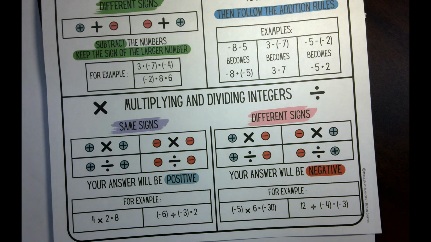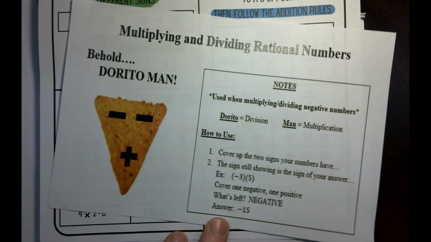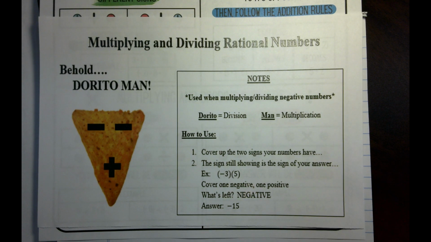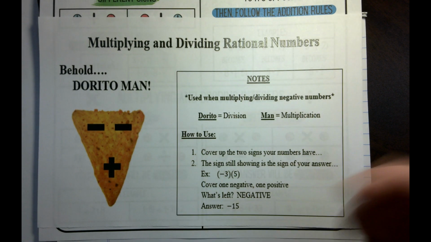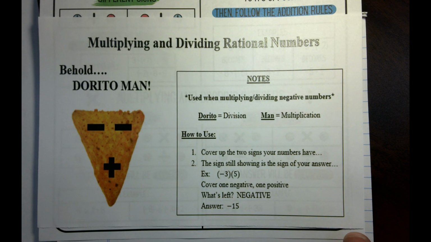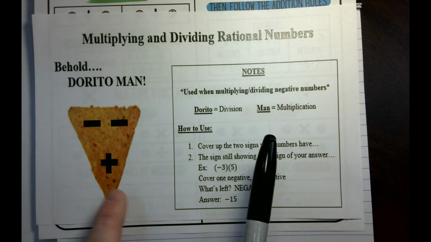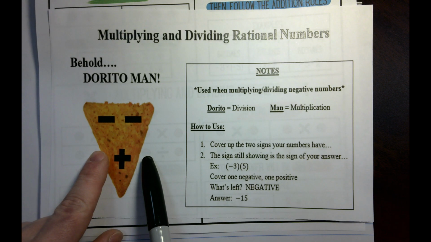And then I found this. I just thought it was cute. Thought it was kind of funny. It says, "Behold, Dorito Man, multiplying and dividing rational numbers," which is a fancy way of saying integers, basically. Basically, whenever you are using Dorito Man, here's how we use them.